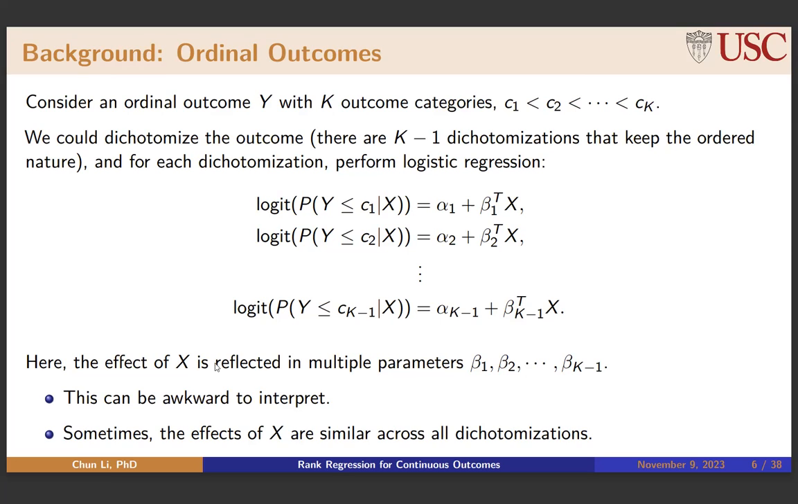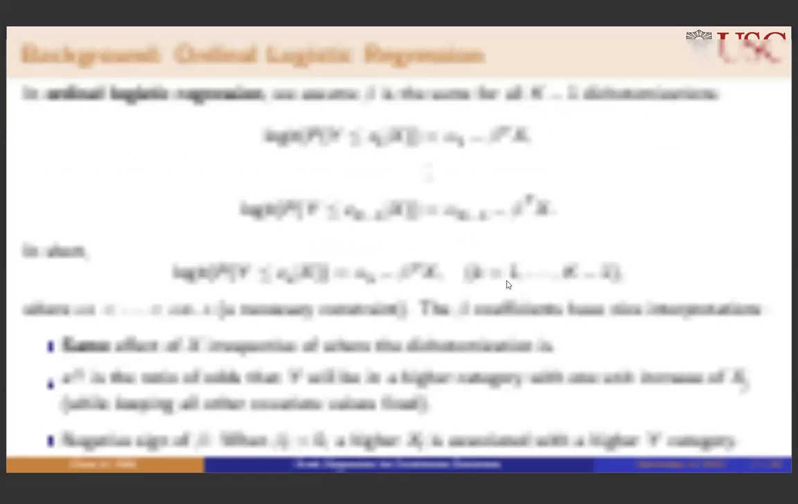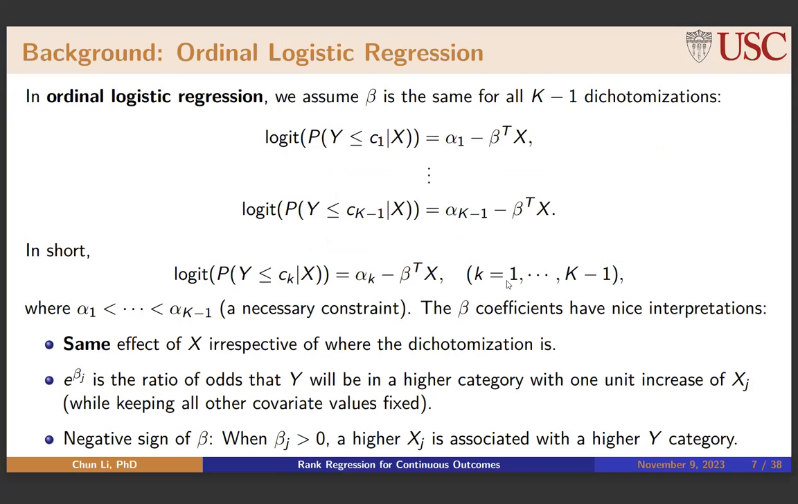Here, the effect of X is going to be reflected in multiple parameters, and this is a little awkward to interpret. And sometimes when you fit data, you can see that for some data these betas are actually quite similar. So naturally, you may want to put that as a condition. You require the same beta for all the X's, no matter where you dichotomize.